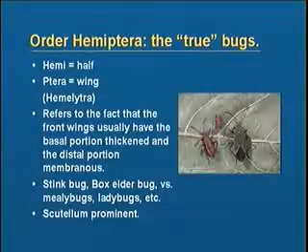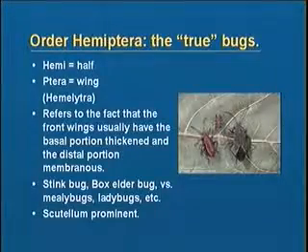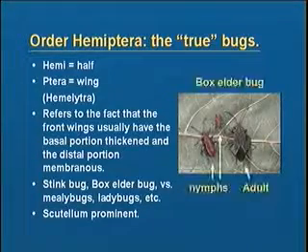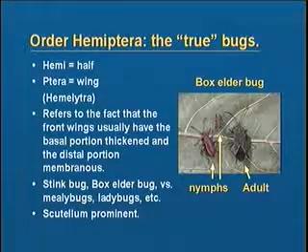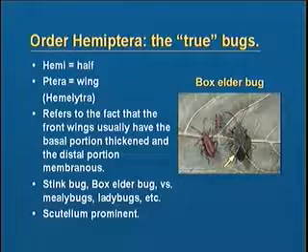The next order is the hemipterans. These are the true bugs. Hemi stands for half of a wing, and that refers to the fact that the front wings usually have the basal portion thickened and the distal portion membranous. This is a box elder bug, and you can almost see that this part is thickened and this part down here is membranous.